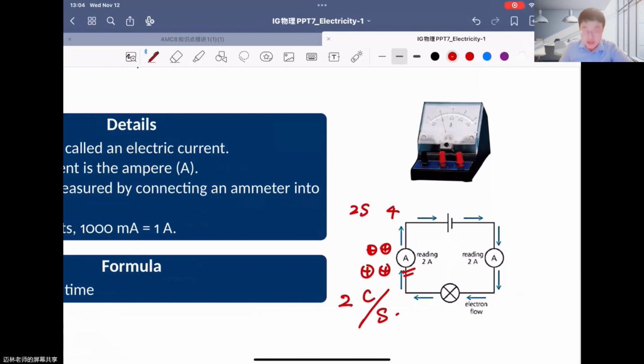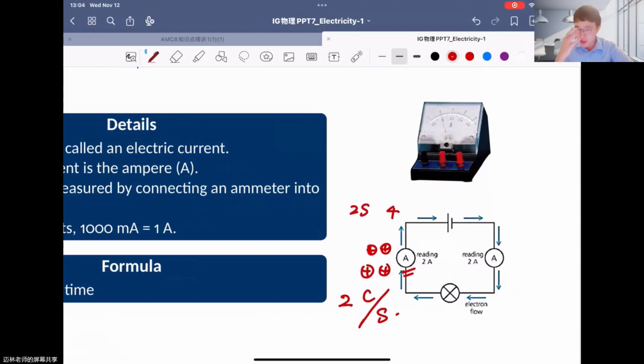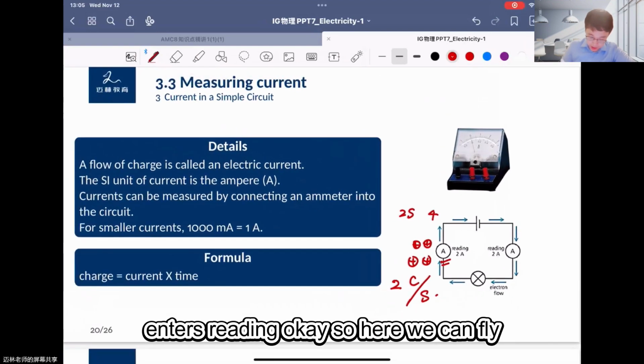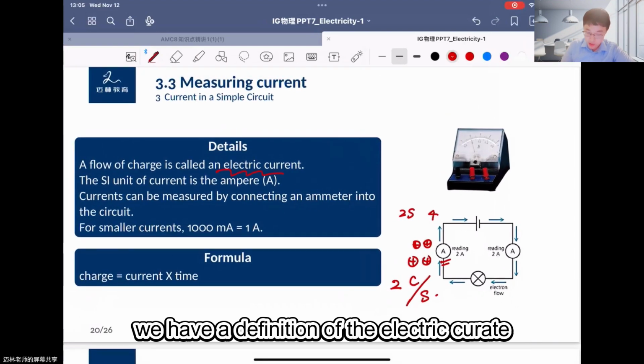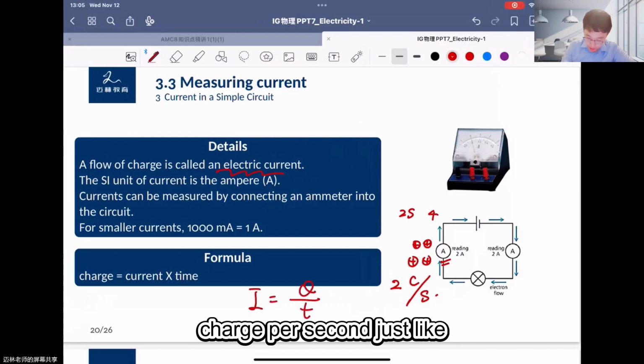2 charges per second, right? It's like this way, okay? So we're using this to represent the ammeter's reading. Here we have a definition of the electric current, that is, the current equals the charge per second.